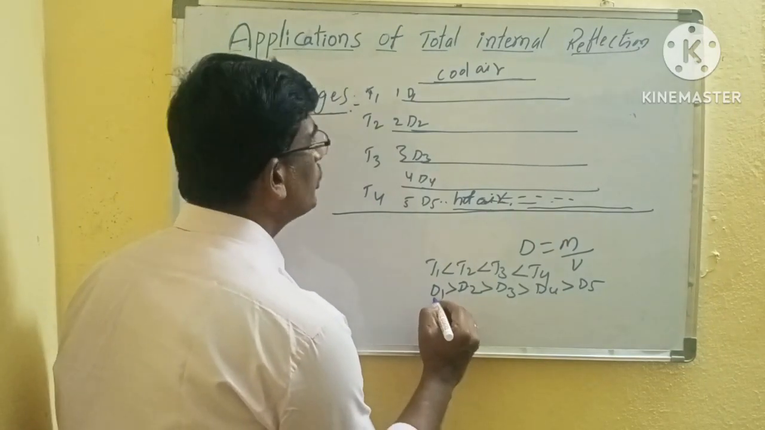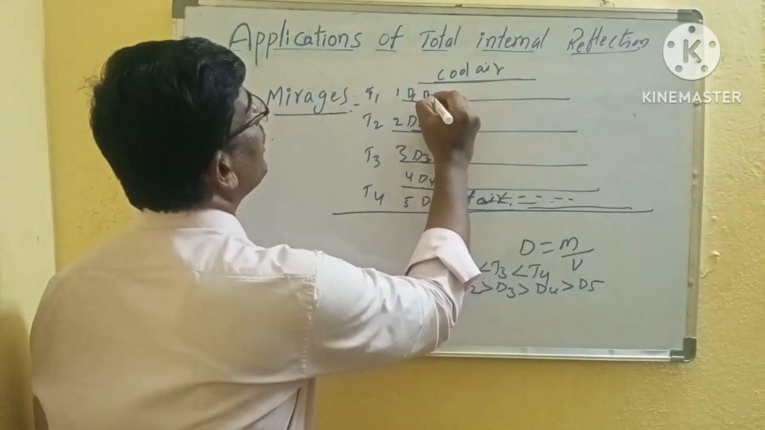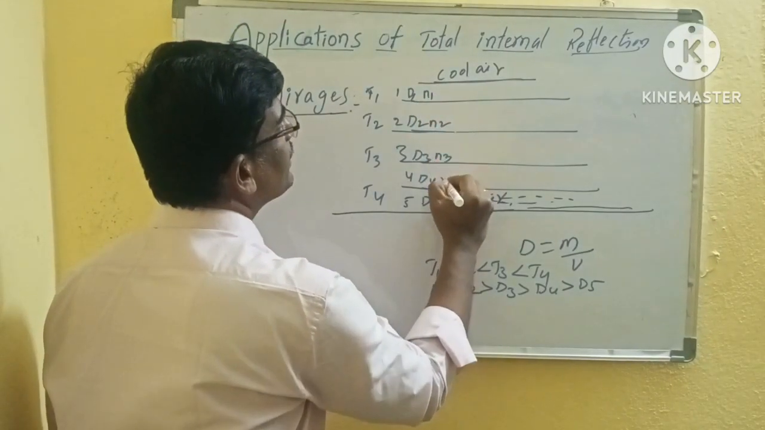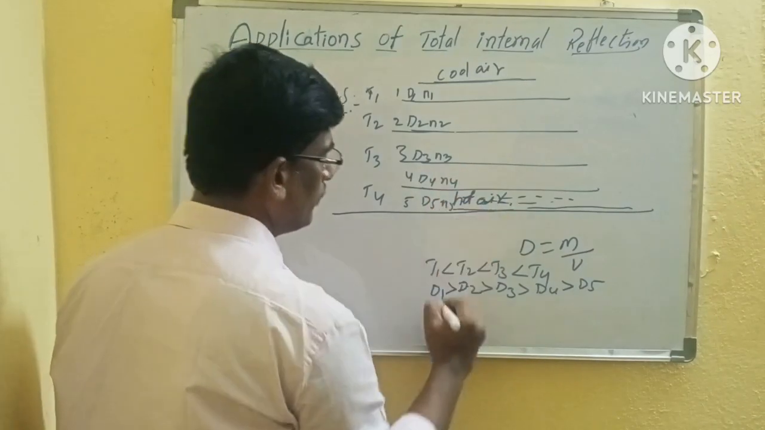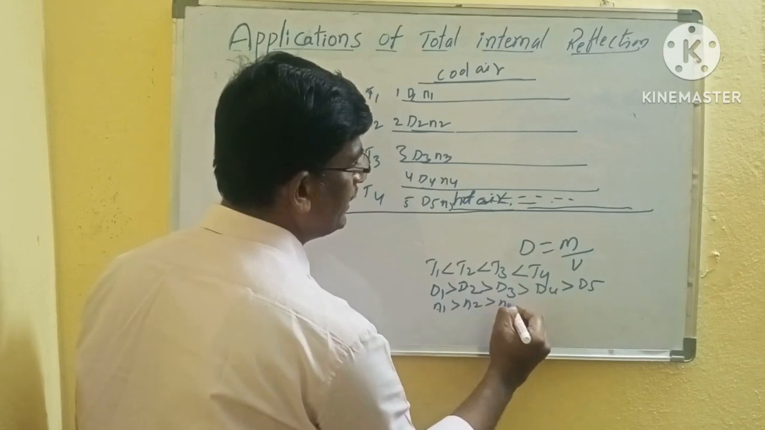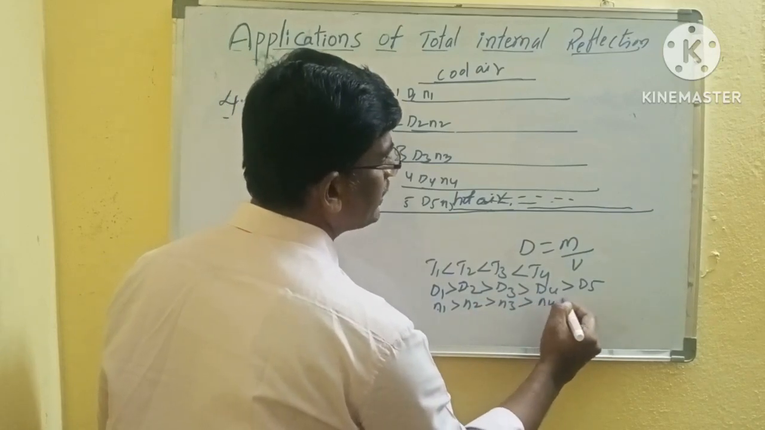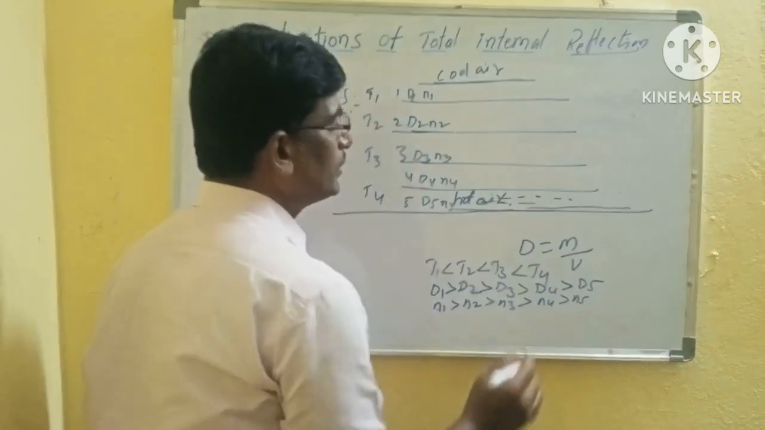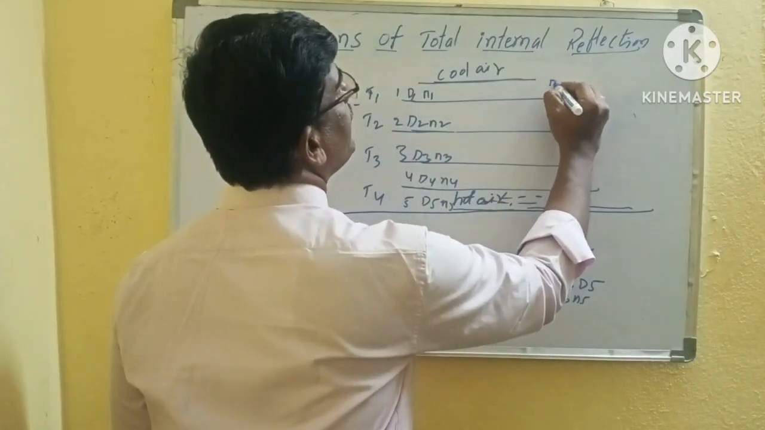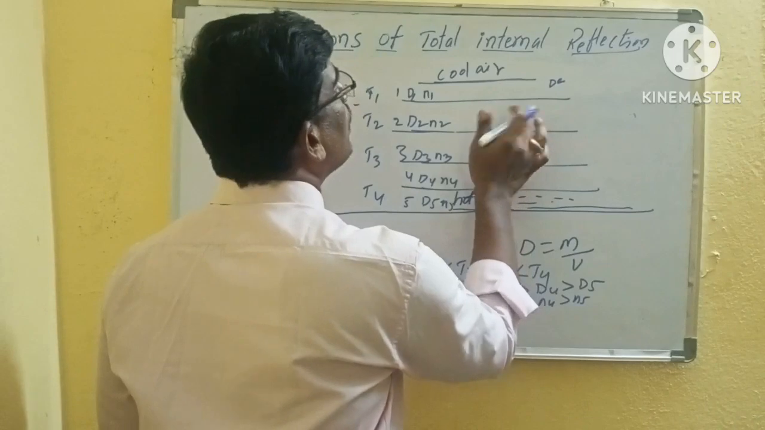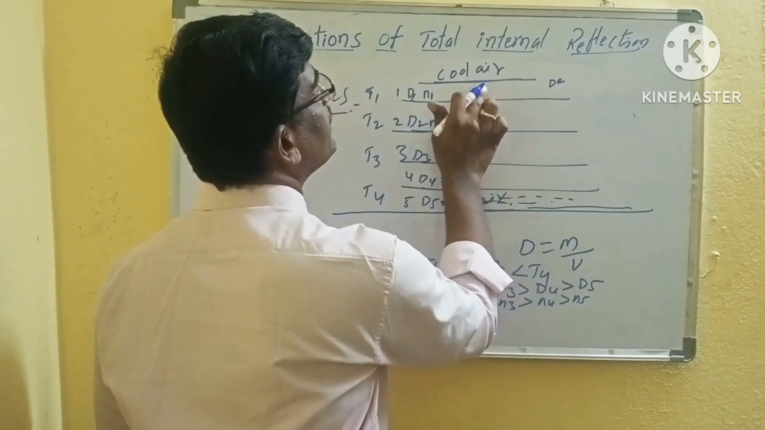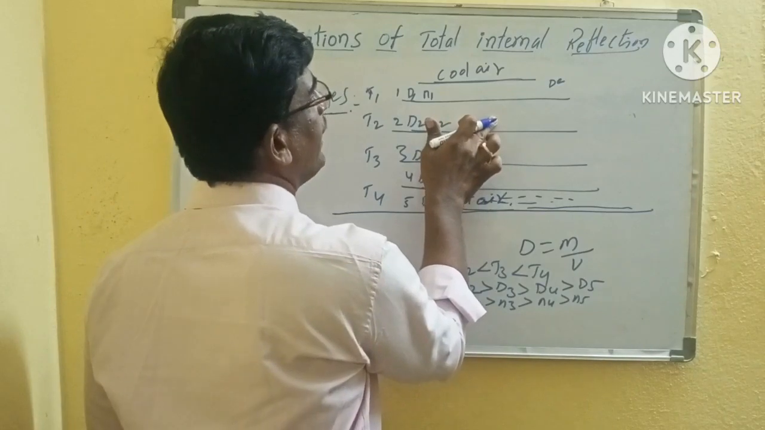That's why you have to consider the refractive index N1, N2, N3, N4, N5. So here N1 is greater than N2, greater than N3, greater than N4, greater than N5. This means the upper layer behaves as a denser medium than the lower medium. Compare these two media: this one behaves as a denser medium, this one is a rarer medium.